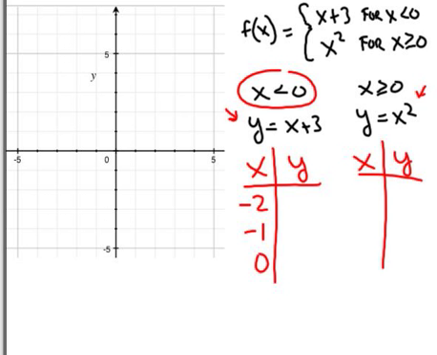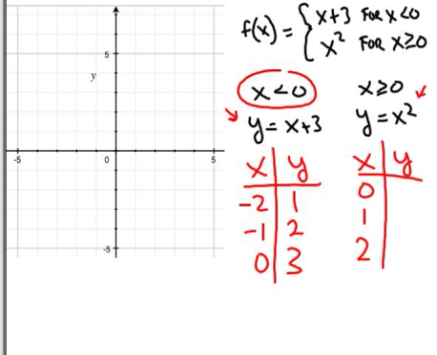And then for y equals x squared, I'm looking at x values greater than or equal to 0. So I'm going to look at x values of 0, 1, and 2. Remember, keep these numbers simple. You want to make it easy on yourself when you're plugging them into the equation, and also when you're plotting them on the graph. So I go to the function y equals x plus 3, and I put in negative 2. Well, when I put in negative 2, what I'm going to get as a result is 1. When I put in negative 1, I'm going to get a result of 2. And when I put in 0, I'm going to get a result of 3.